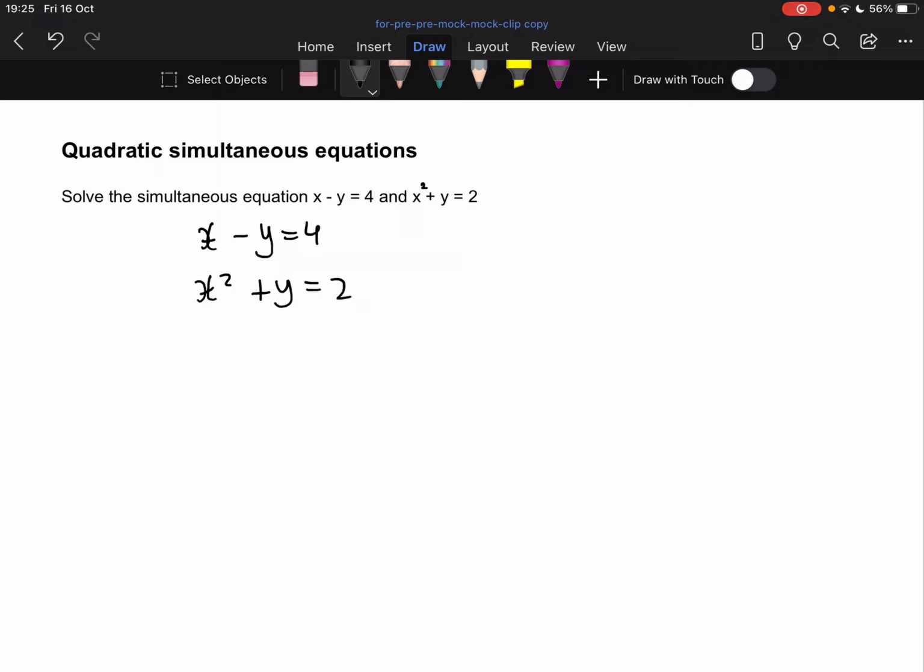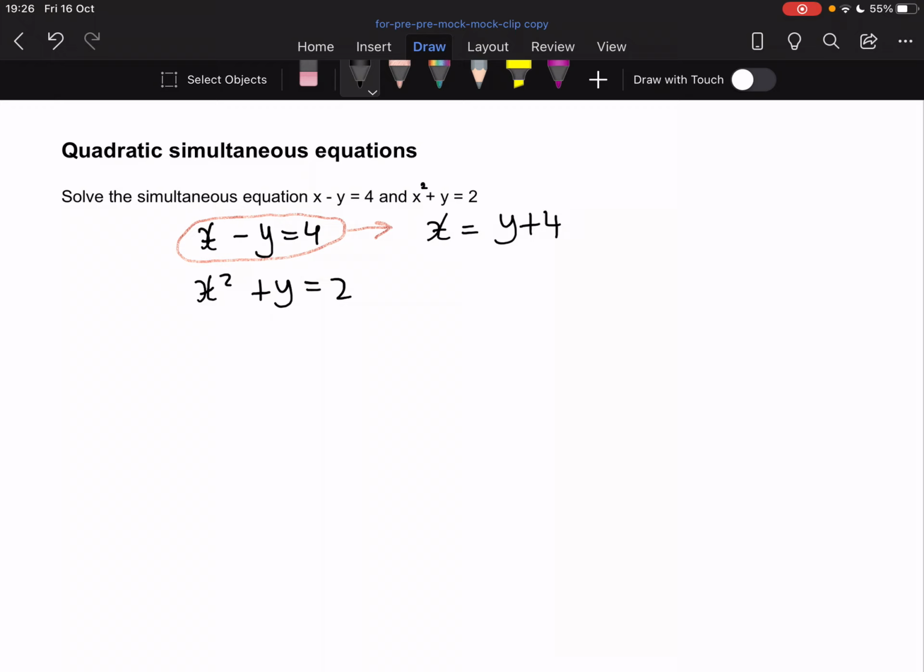Now, when one of the equations is a quadratic, you have to solve them by something called substitution. So the first step, you look in your linear equation and you make one of your letters the subject. I can make x the subject or I can make y the subject. I think I'm going to make x the subject because it just looks easier, because I just add y. So if I make x the subject, I'm going to get x is equal to y plus 4.